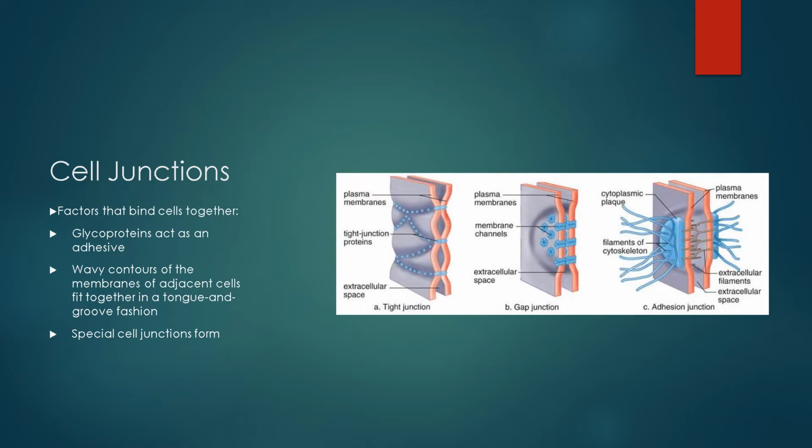Now, typically there are three factors that bind cells together. Glycoproteins act as an adhesive. The wavy contours of the membrane fit adjacent cells together in a tongue and groove type fashion. And also special cell junctions. Of those cell junctions, we have three types: tight junctions, gap junctions, and adhesion junctions.